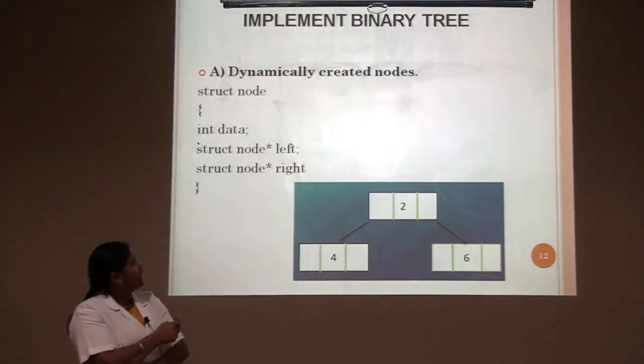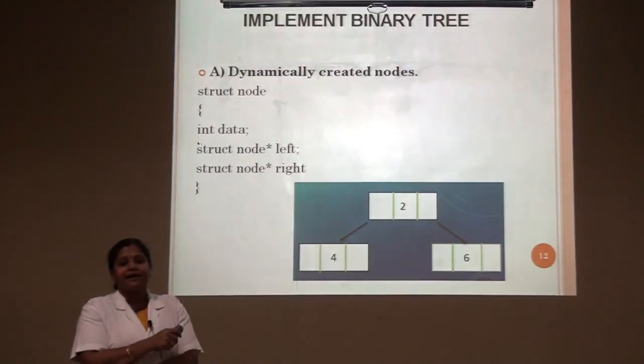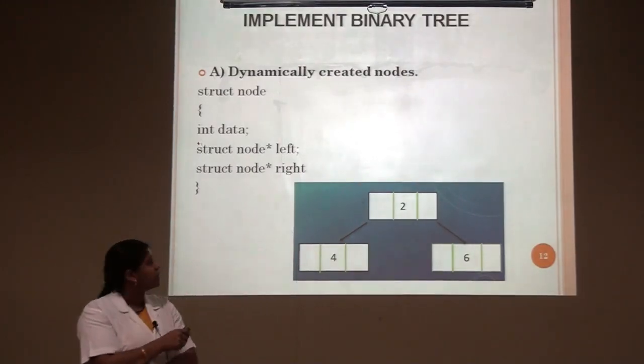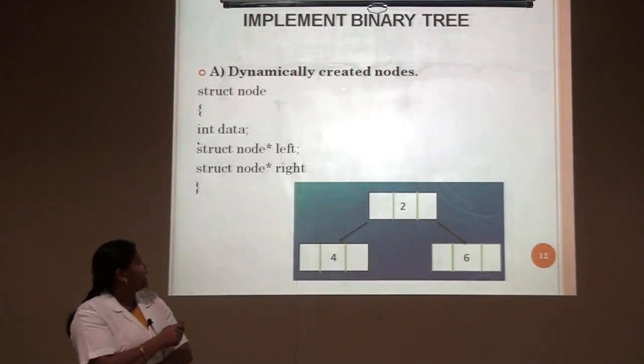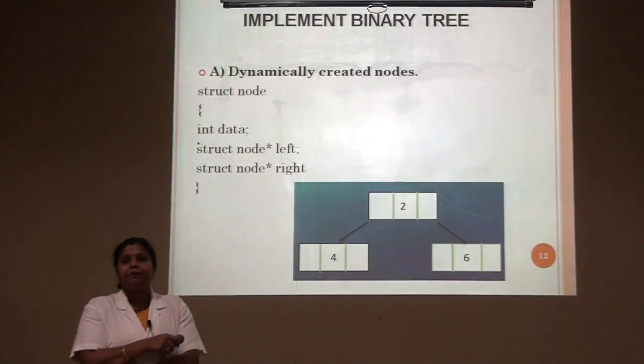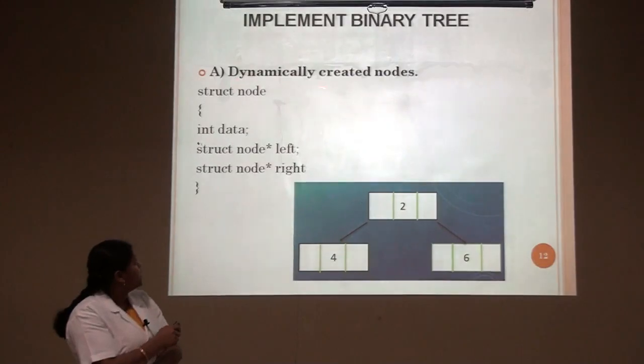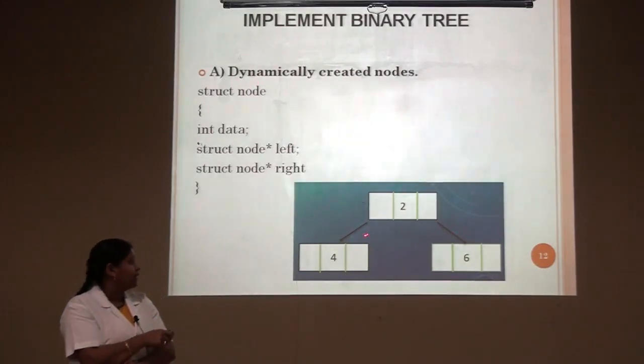Then implementation of binary tree. We can implement the binary tree data structure in two forms. First is dynamically created nodes, that is a linked list, or by using an array structure. So we can implement the tree data structure in these two ways. The first is dynamically created nodes, the linked list structure.